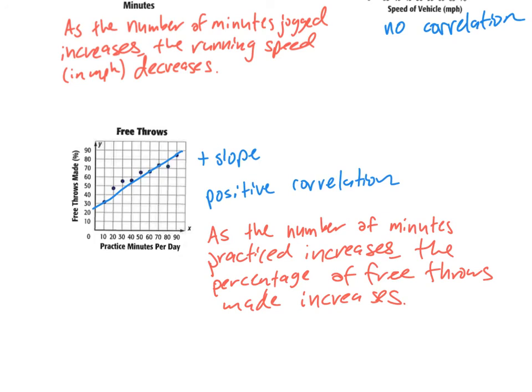So scatter plots can tell us the relationship between two variables, or they can tell us that they don't have any relationship in the case of a no correlation type plot.